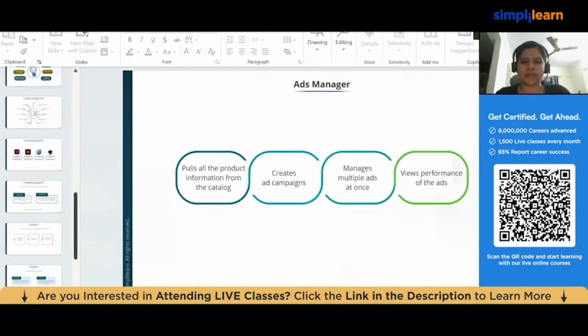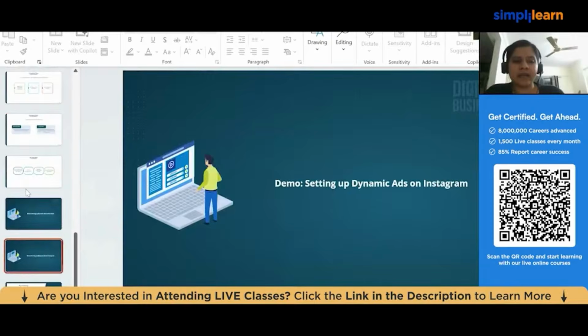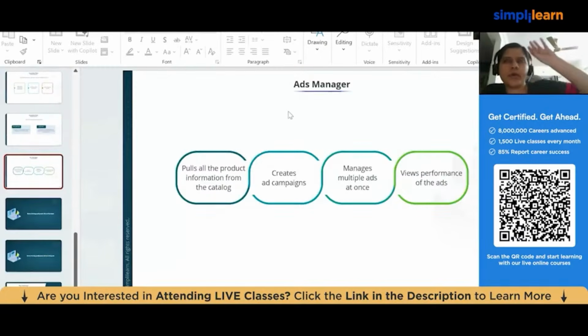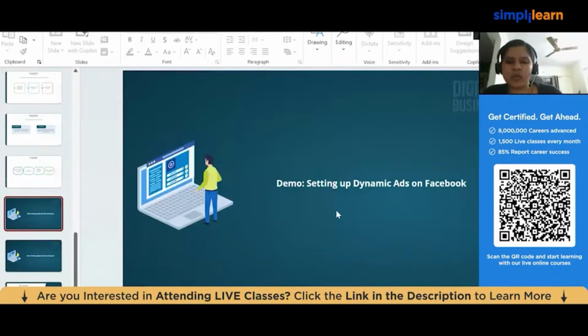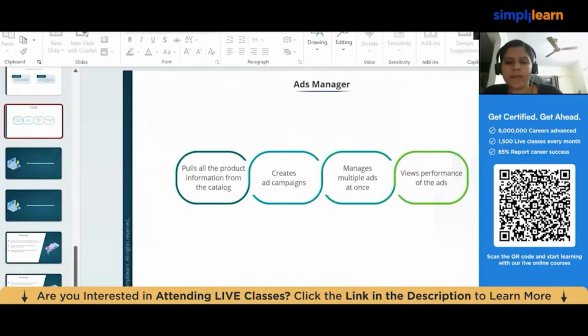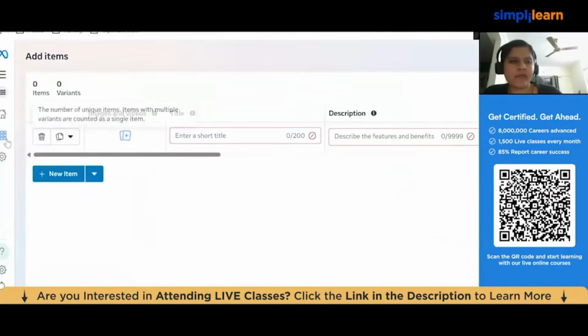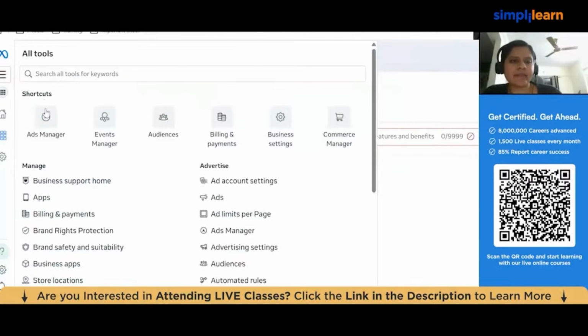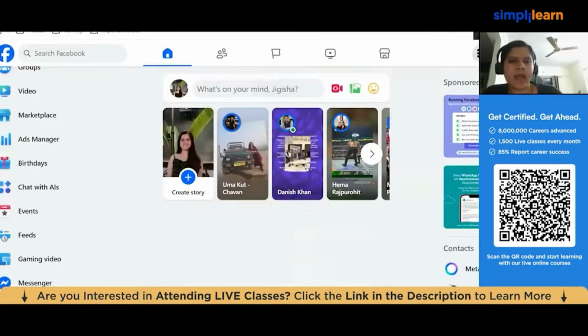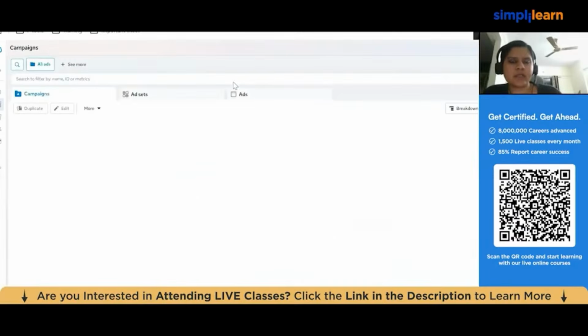Now, once you do this entire thing, once you put the code on your website and you have created your product catalog as well, the final thing that you do is create your campaign. Okay, on your Ads Manager account, I'll show you how the campaign creation looks. So I'll show you how this looks on the platform. So we'll go back to our Ads Manager. I'll close all of these links because they're not required.